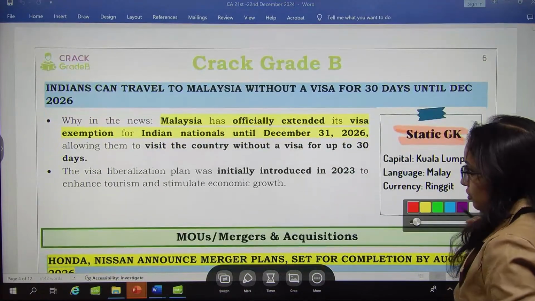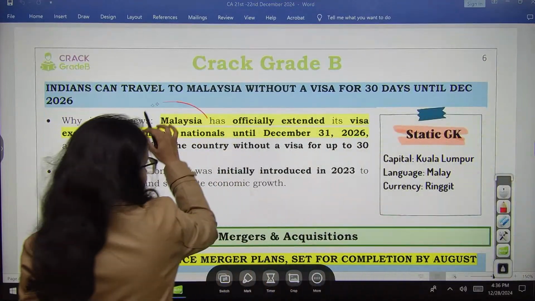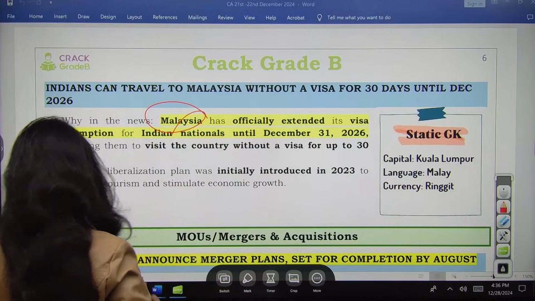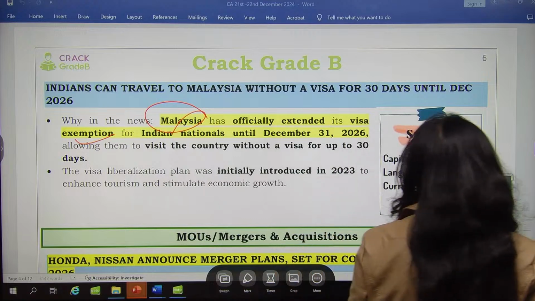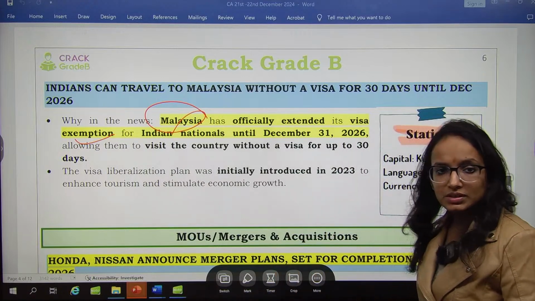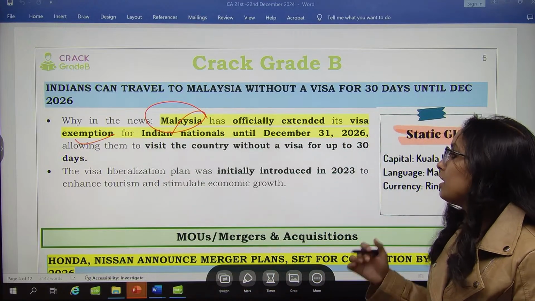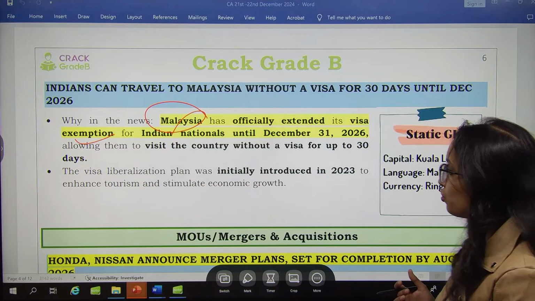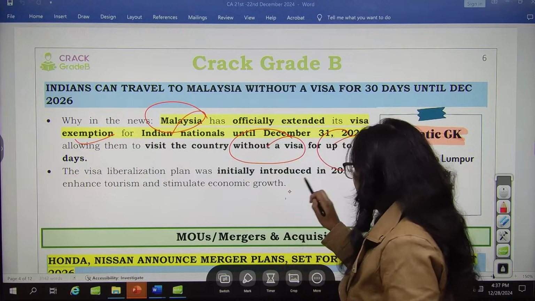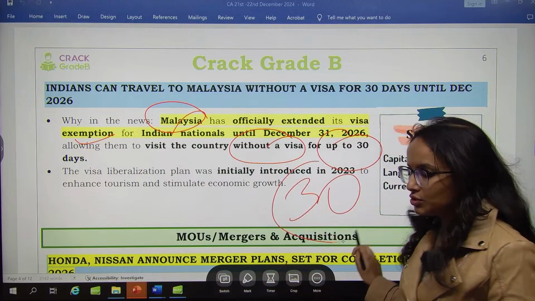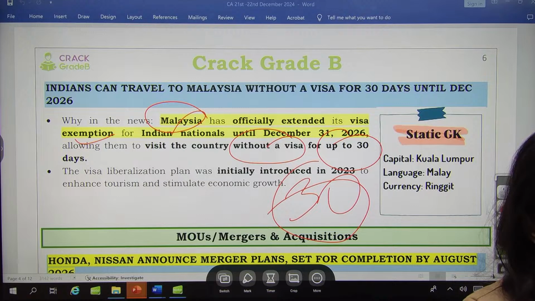In international news, Malaysia has officially extended its visa exemption for Indian nationals until 31st December 2026. Okay. So until 31st December 2026, Indians will be able to visit Malaysia without a visa for up to 30 days. Up to 30 days you can go and visit Malaysia.